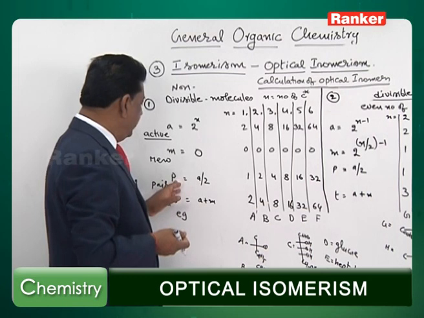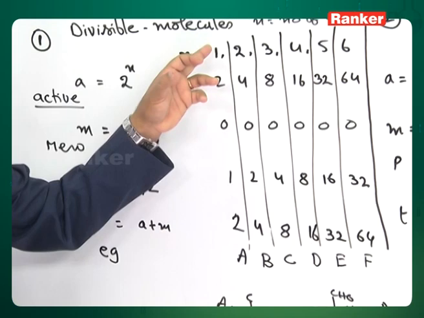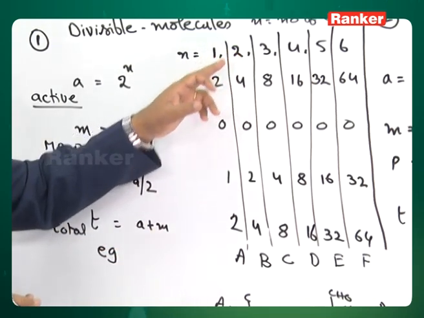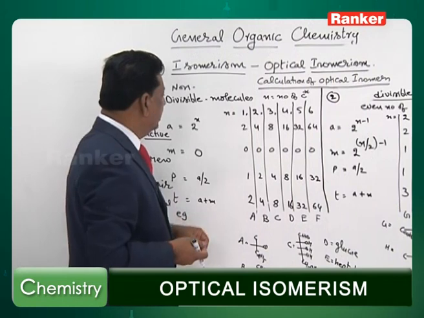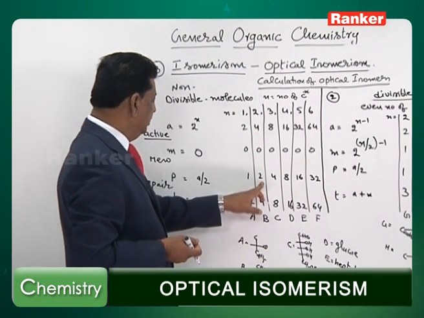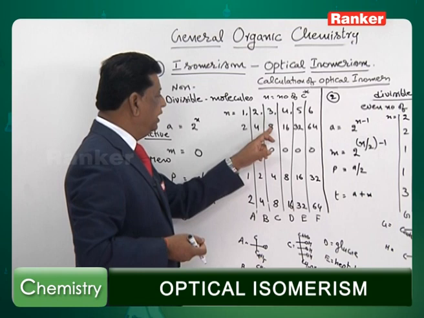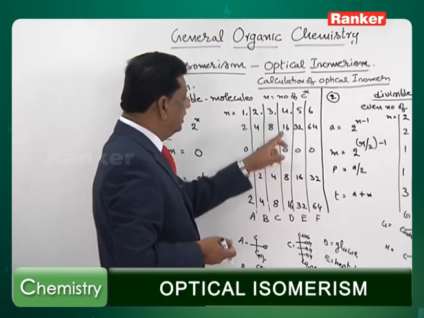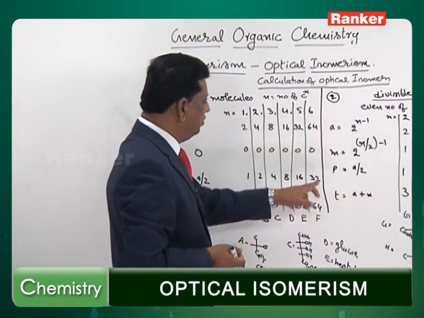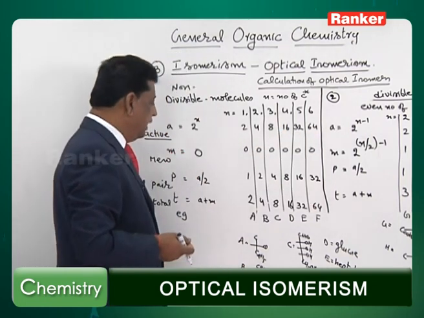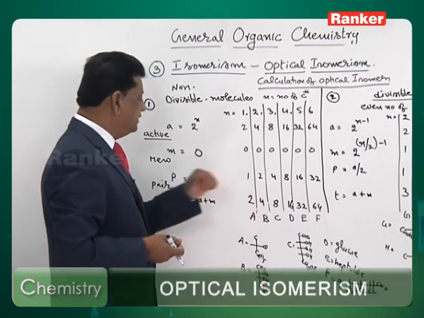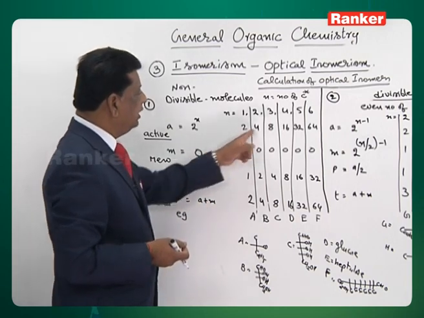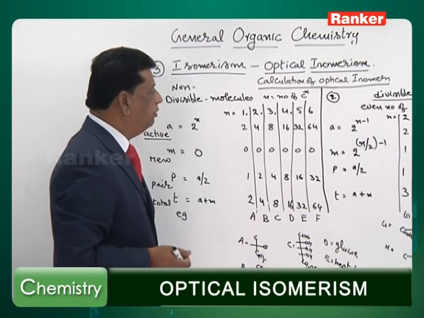A by 2, that is, pairs will always be the number of active members divided by 2. If 2 are there, you are getting 1. If 4 compounds are there, pairs will be 2. 2 compounds, 1; 8 compounds, 4. Like that, the number of pairs will be half of the active members. 32, half; 64, half is 32. And in this case, meso compounds are 0. Therefore, what is A is nothing but the total members.